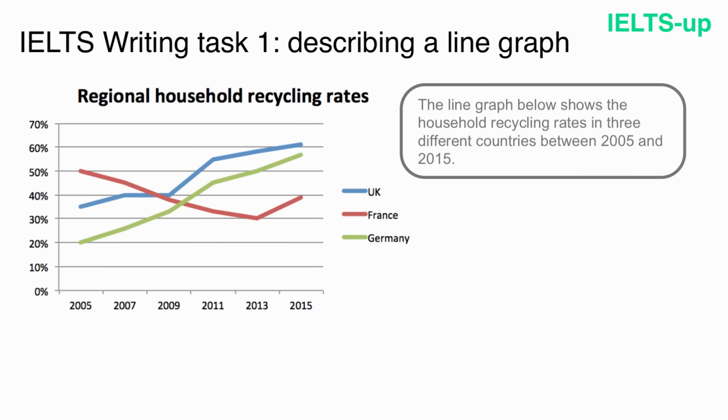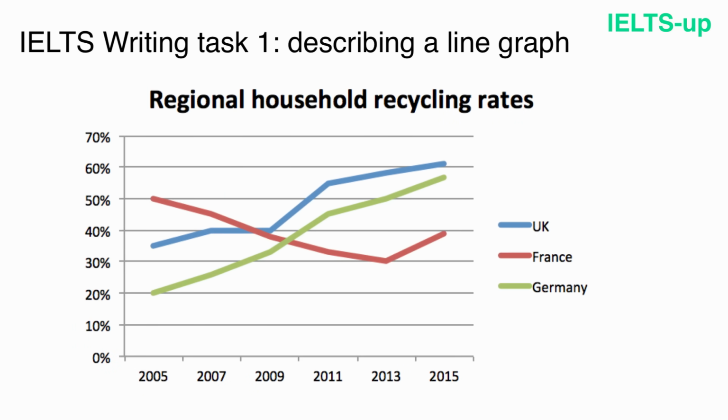Now, we can take a closer look at the graph. Down the vertical axis, we have the percentages, and along the horizontal axis, we have the years. We can also see that we have 3 countries, the UK in blue, France in red, and Germany in green. So that's our line graph.